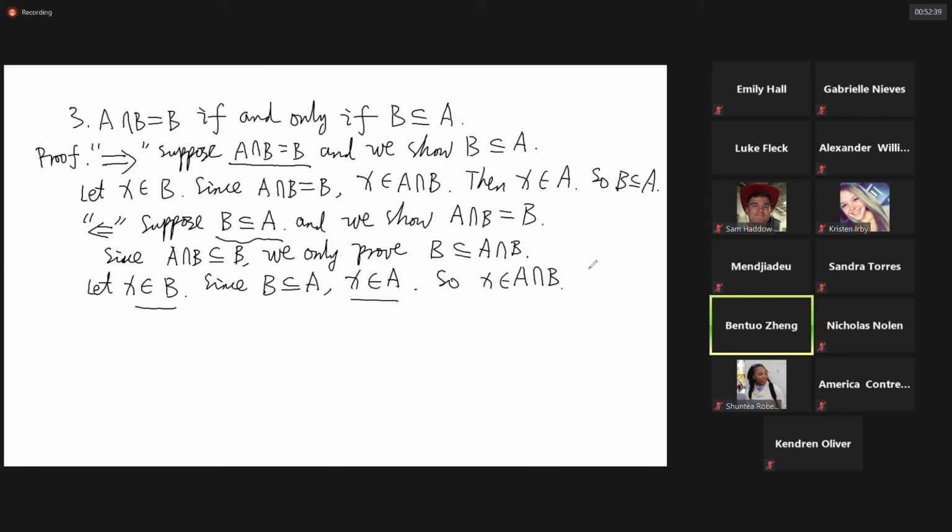So that is, B is containing A intersect B. Therefore, A intersect B is equal to B. Okay, so you showed both directions.